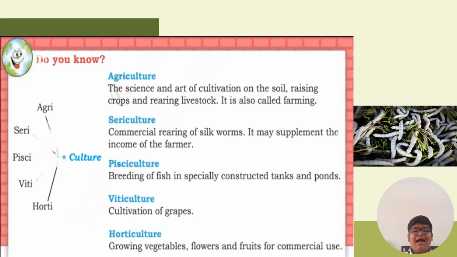Did you know? Agriculture is the science and art of cultivation on the soil, raising crops and rearing livestock. It is also known as farming. Sericulture is the commercial rearing of silkworm. It may supplement the income of the farmer. Pisciculture is the breeding of fish in specially constructed tanks and ponds. Viticulture is the cultivation of grapes, and horticulture is the growing of vegetables, flowers, and fruits for commercial use.